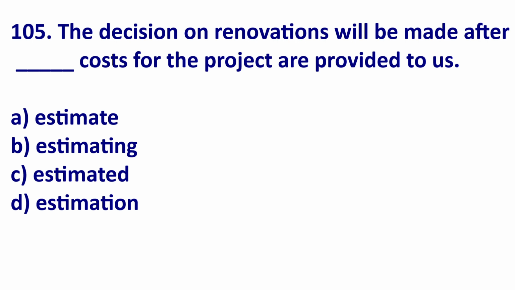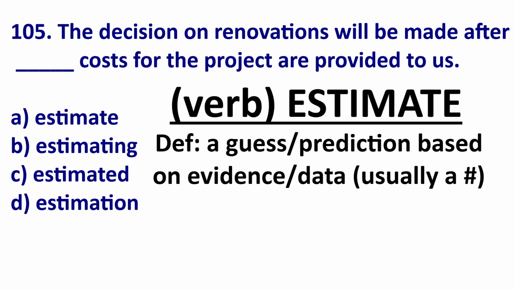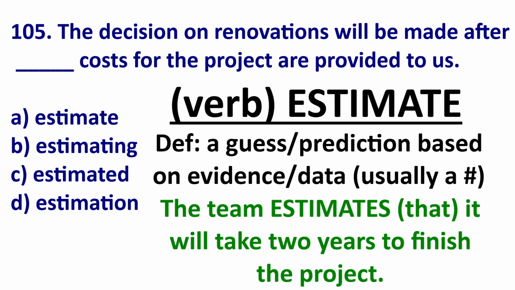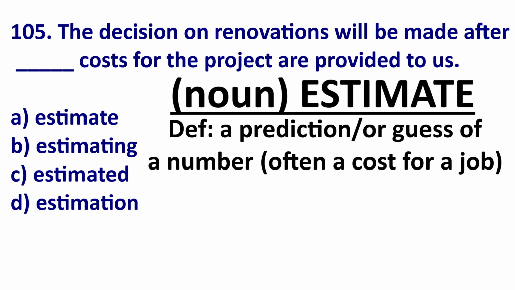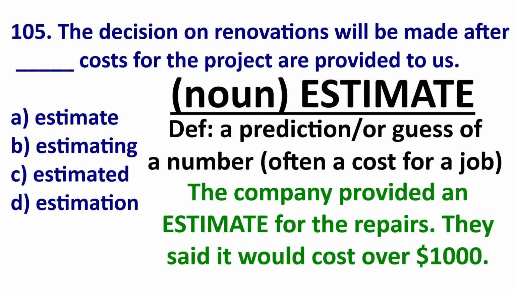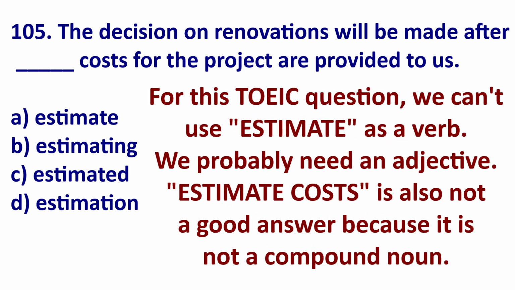So let's start eliminating answers. First, eliminate A, estimate. Estimate as a verb means to guess or predict with evidence or data. For example, the team estimates it will take 2 years to finish the project. So that's a verb. It can also be a noun. An estimate, and it is countable, is a prediction or guess. It is 99% of the time a number. So the company provided an estimate for the repairs. They said it would cost over $1,000. So the estimate, the noun, is $1,000. We can't use estimate as a verb here because we have a subject and verb already. Also, estimate costs is not a common compound noun.